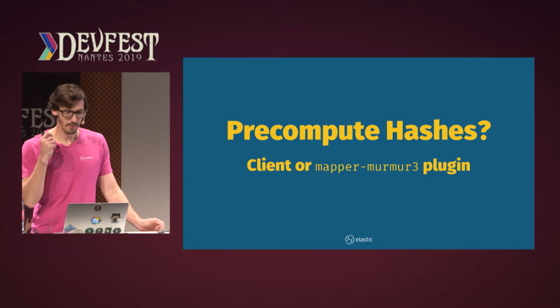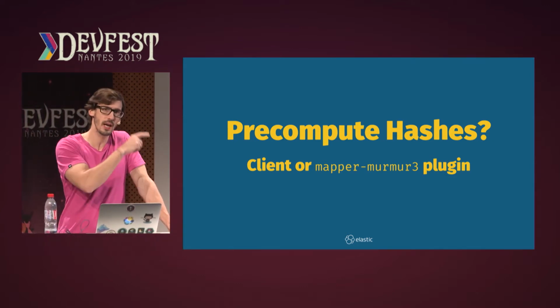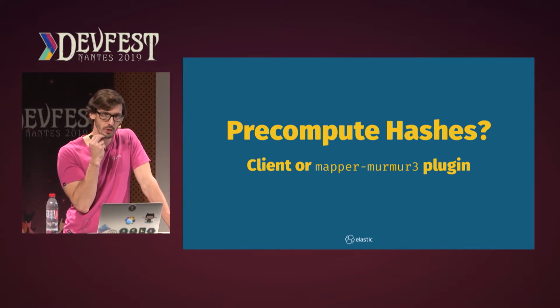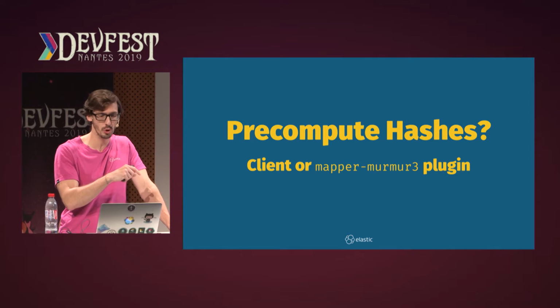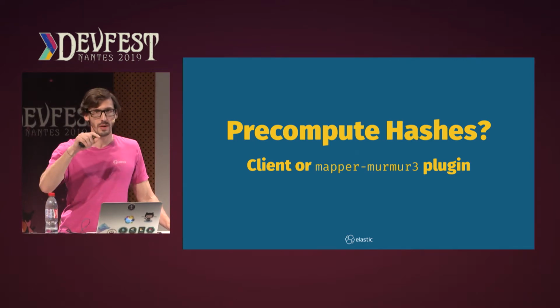Then the question can be, should I pre-compute those hashes? Because it sounds pretty expensive to always calculate all the hashes for the values. Wouldn't it help to actually pre-compute those hashes? Either you can do it in your own application, or we have a plugin called Mapper Murmur that could do that, and it would automatically store that in another field, and you could just use that hash. Is that a good idea?